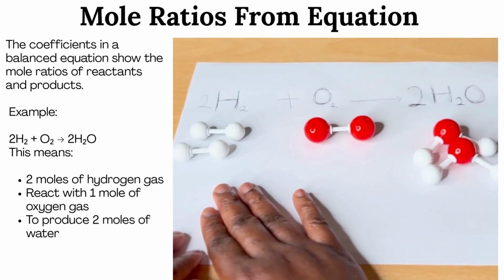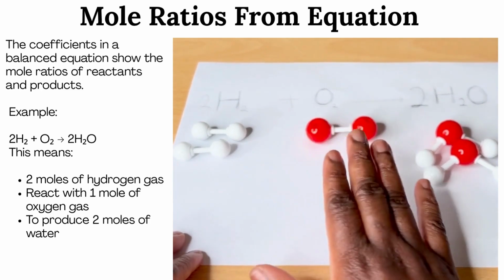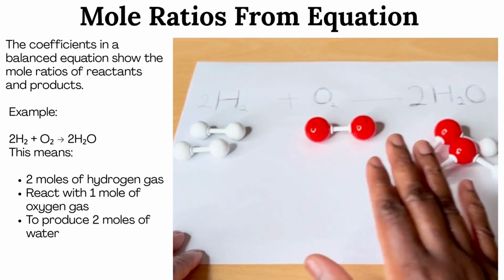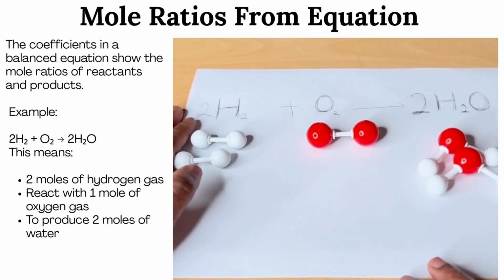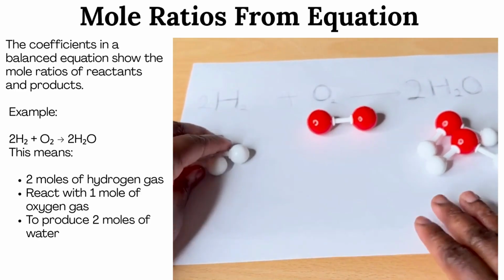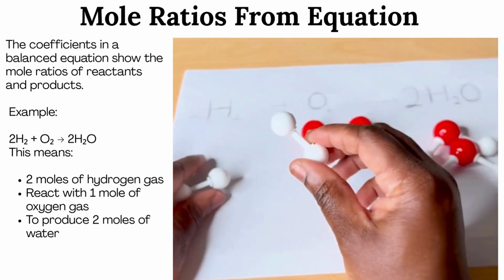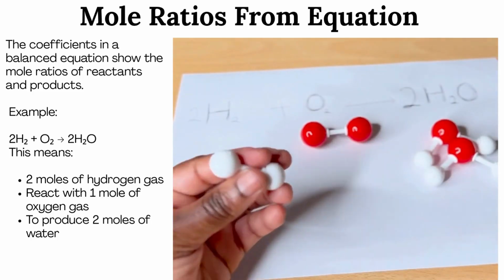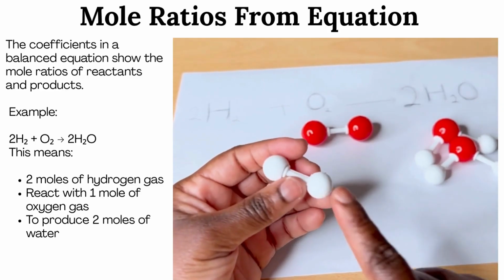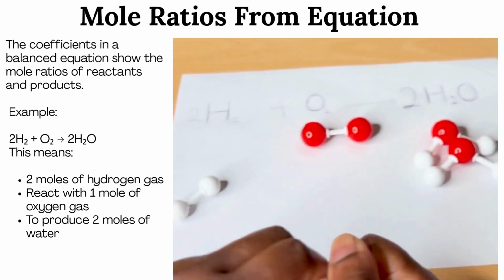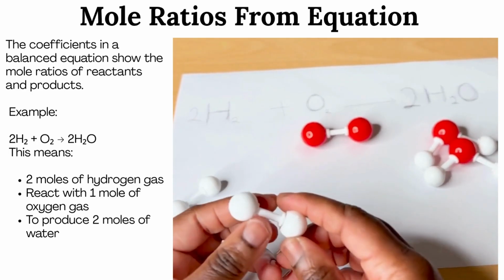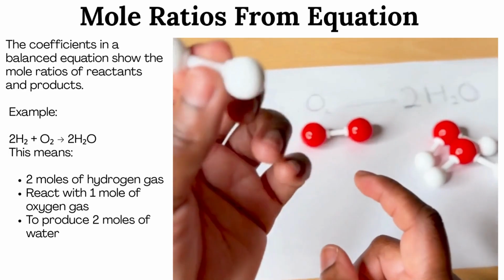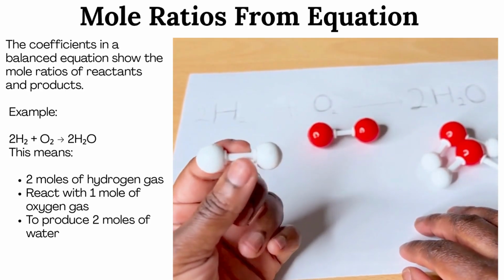So we have here hydrogen gas combining with oxygen gas to form water. The coefficient of hydrogen here is 2. That means we have 2 moles of hydrogen, and we know that 1 mole of hydrogen has 2 atoms. So each of these white balls here is hydrogen. They are connected together by a bond to indicate that it has become a molecule. So this is 1 mole of hydrogen.